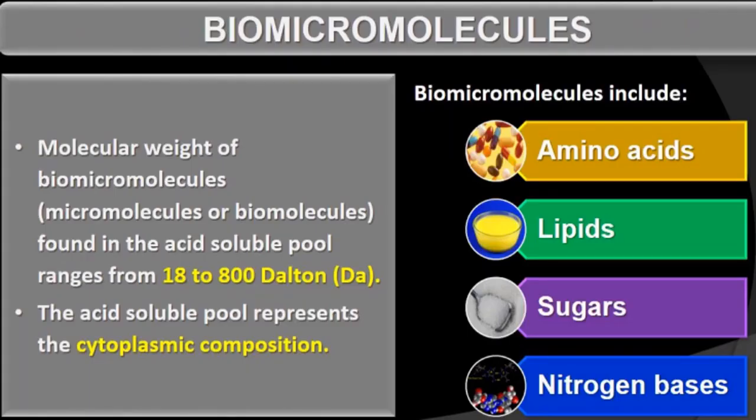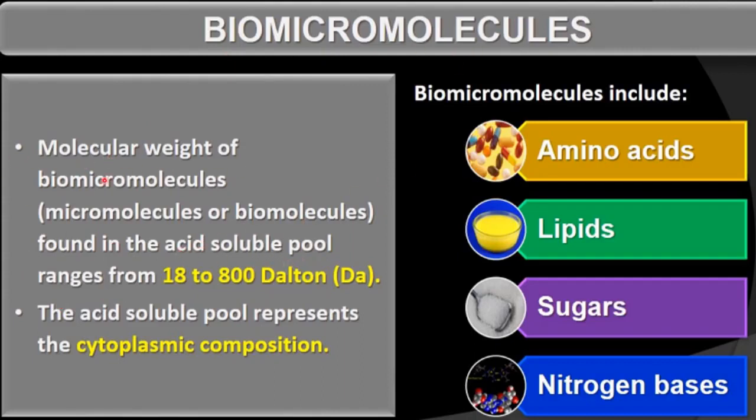Now I have already told you that biomolecules are of two types, biomicromolecules and biomacromolecules. Right, now first we will study about biomicromolecules, and after that we will study about biomacromolecules. So let's see what are biomicromolecules. As we know, we got two fractions when we try to analyze any living tissue, and those two fractions are acid soluble pool and acid insoluble pool, right? So here these biomicromolecules are found in acid soluble pool, right?